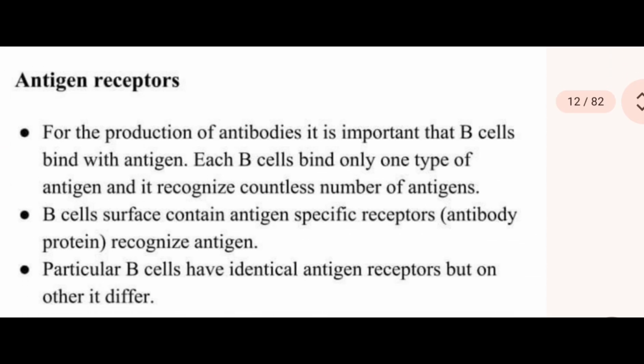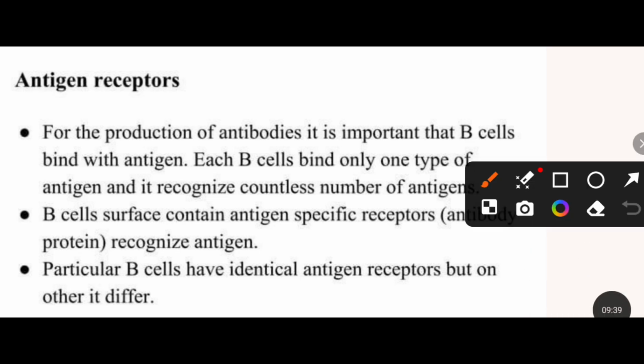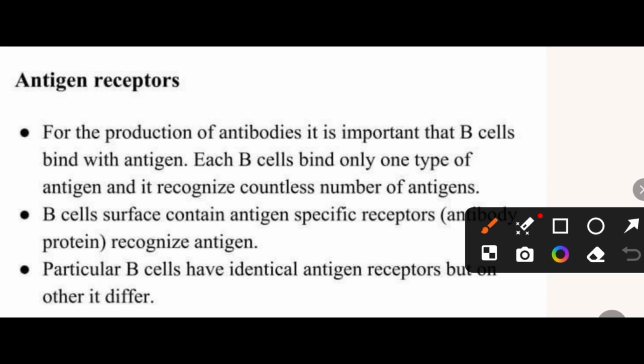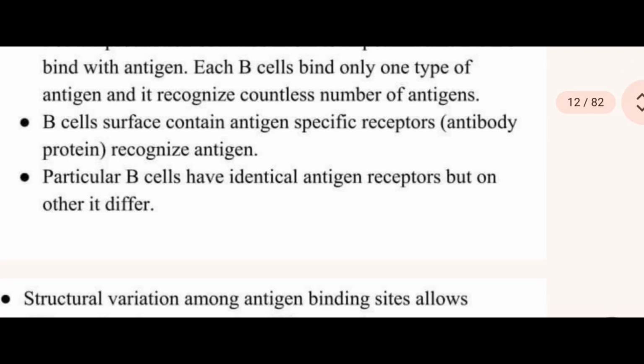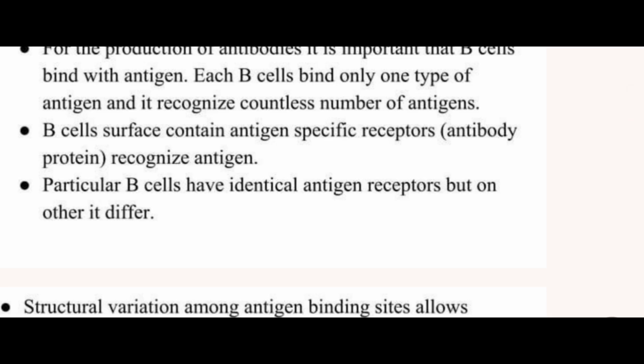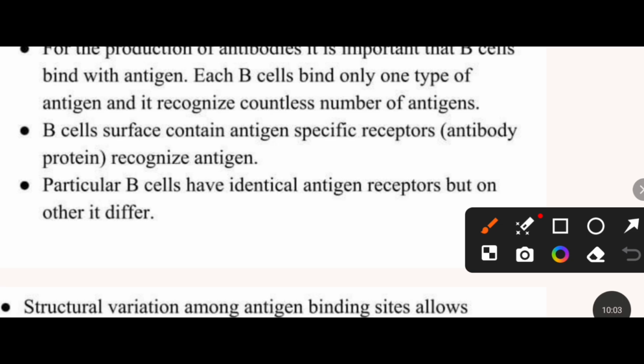So what is antigen receptor? For the production of antibody, it is important that the B cell binds with the antigen, because only after binding with the antigen can it carry out further processes. Each B cell binds only one type of antigen and recognizes a countless number of antigens. So the B cell surface contains antigen-specific receptors, that is, antibody proteins that recognize the antigen.